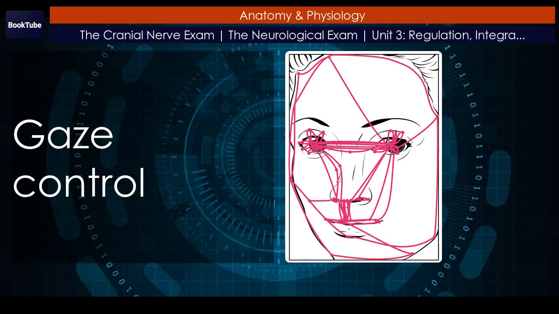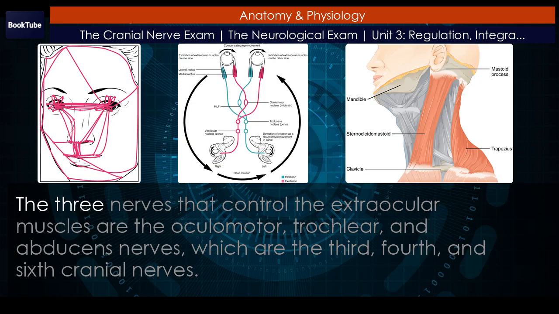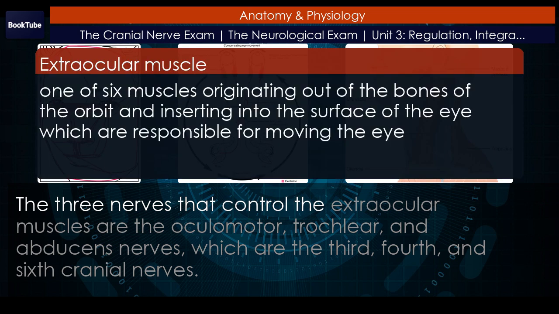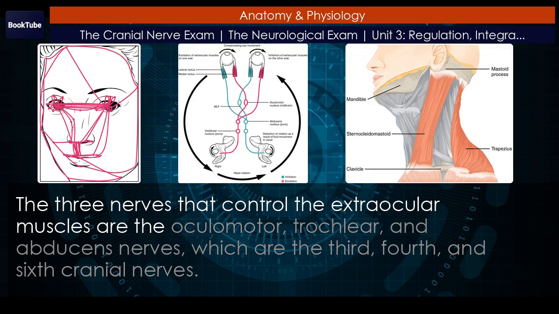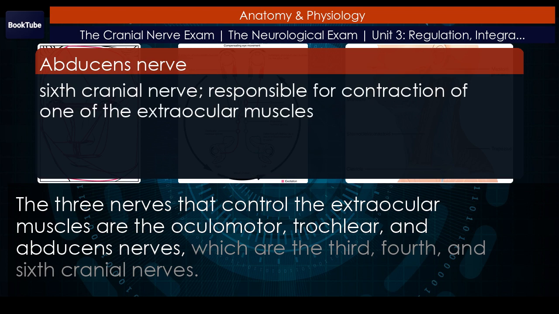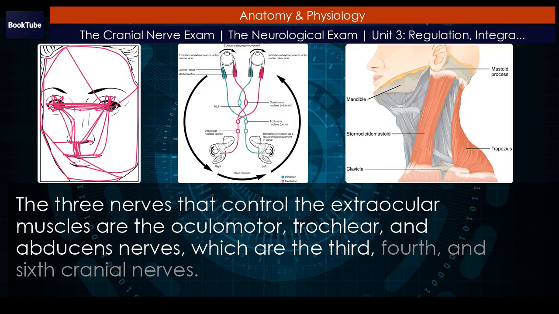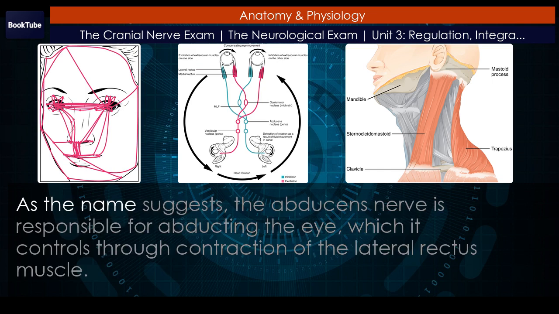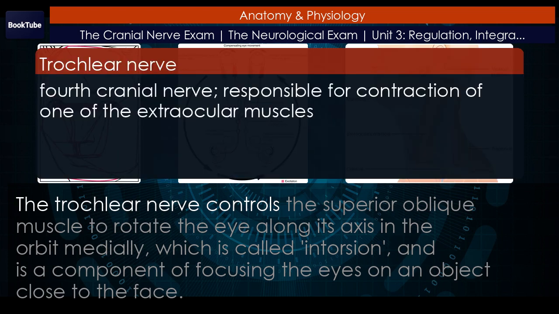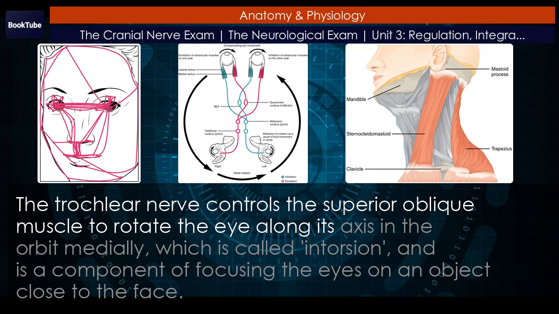As well, gaze control. The three nerves that control the extraocular muscles are the oculomotor, trochlear, and abducens nerves, which are the third, fourth, and sixth cranial nerves. As the name suggests, the abducens nerve is responsible for abducting the eye, which it controls through contraction of the lateral rectus muscle.